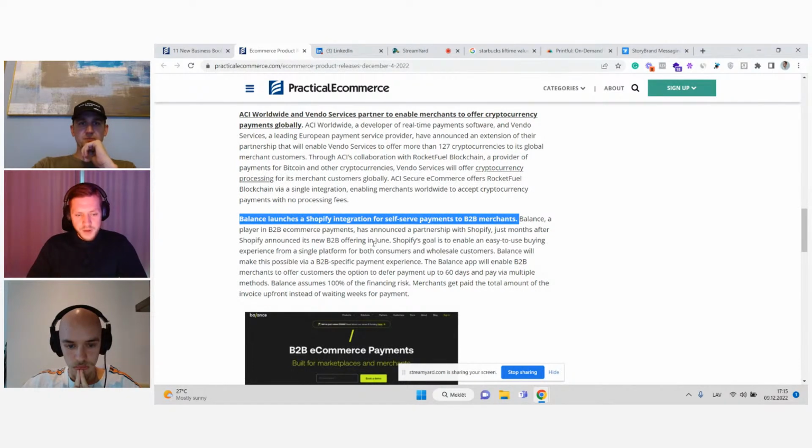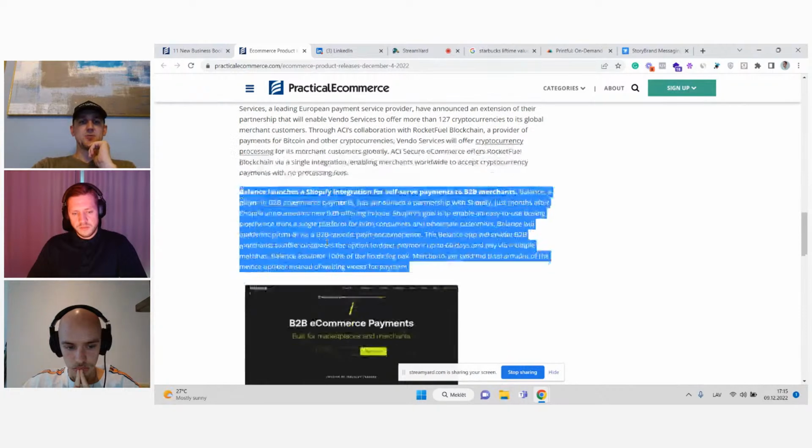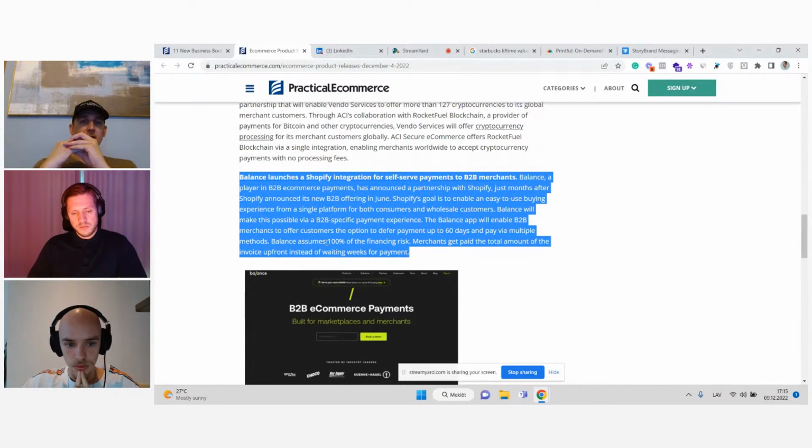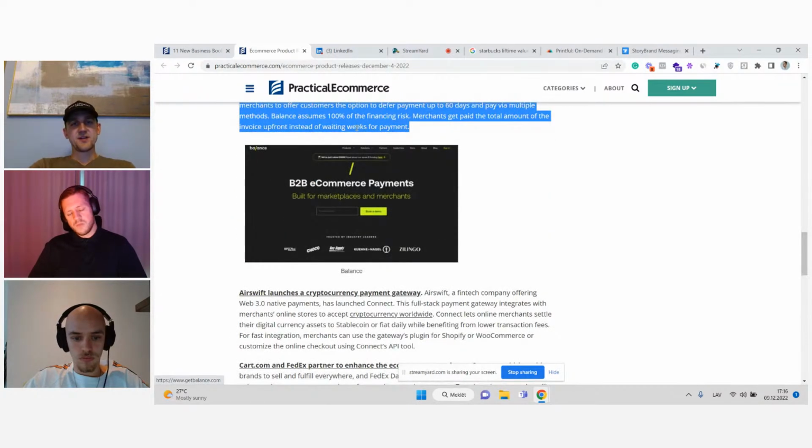Balance launches a Shopify integration for self-serve payments to B2B merchants. So in the B2B field, I think this is a big thing, that all those sales are happening in huge numbers. And when you pay through some basic, I don't know, Stripe or some other company, you pay a lot of percentage because they charge a percentage by credit card, and when you make a deal for 10,000 plus, you pay a lot in those commissions. Let's see what the percentage will be here.